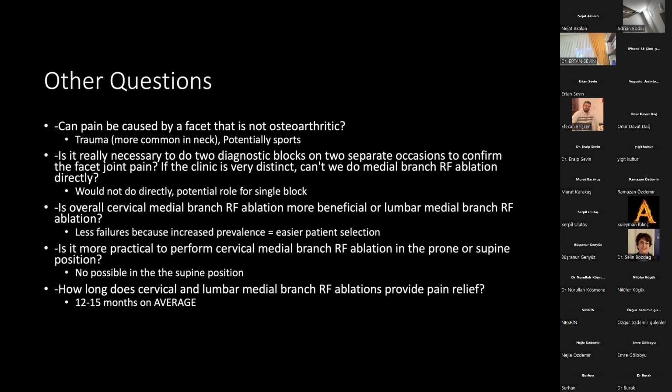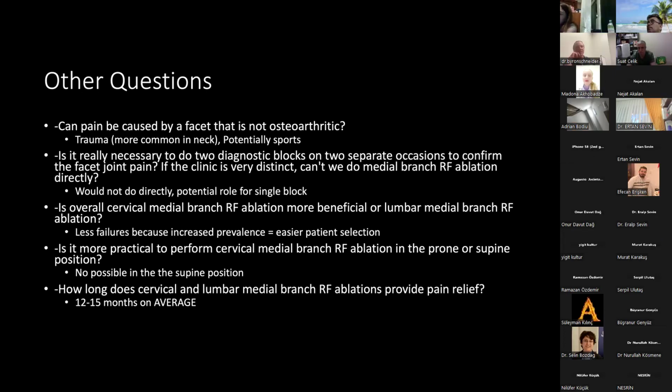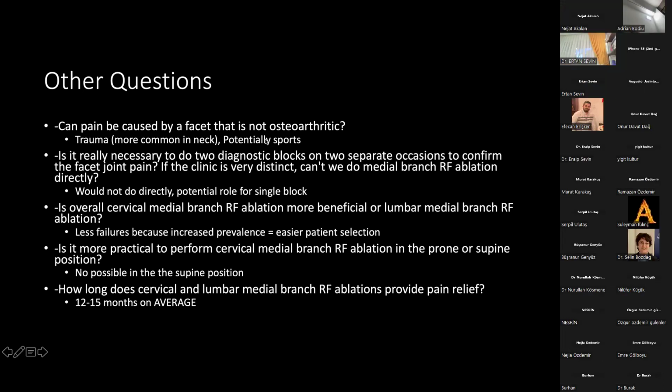And then the final few questions here in my final few minutes, if I can turn my lights back on, is can pain be caused by a facet that's not osteoarthritic? And I'd say yes, it could be traumatic. But again, that's more common in the neck, and it may be potential in athletes, but I think anytime you have posterior element pain in athletes, you have to rule out pars defects well before you ever consider the facet joints.